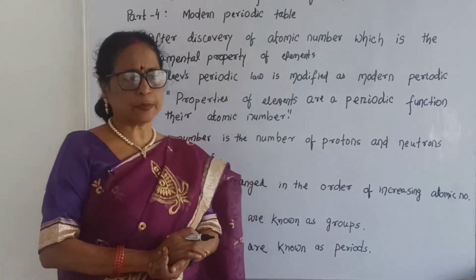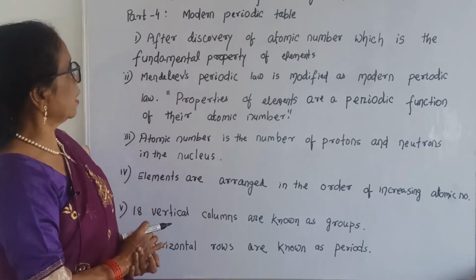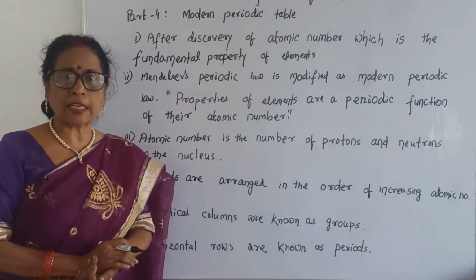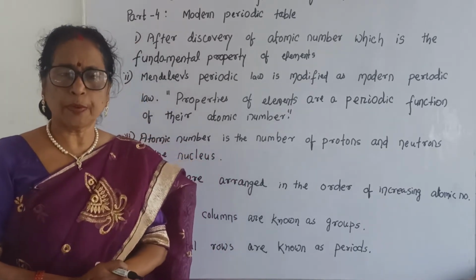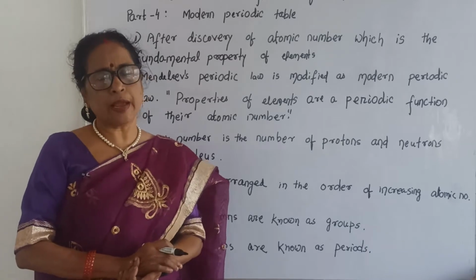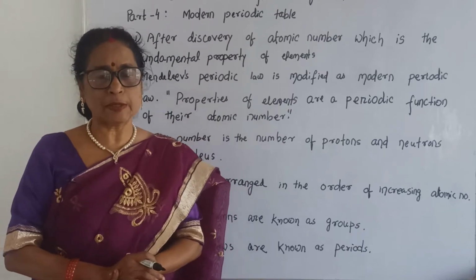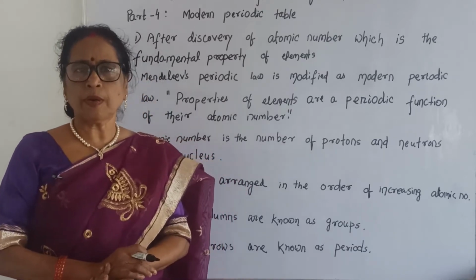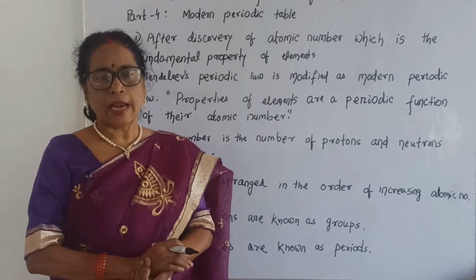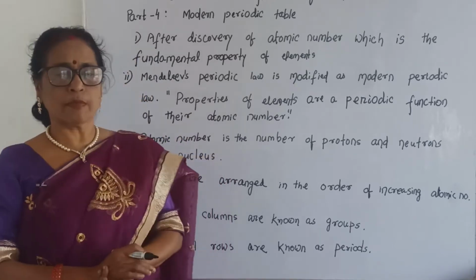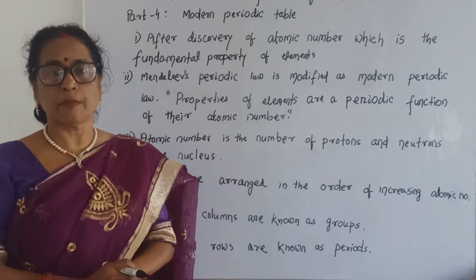Now I am going to explain the topic, that is the modern periodic table. Before that, I explained in part 3 the old form of the periodic table by Mendeleev, and the modern periodic table is also by Mendeleev. But what is the difference between the two tables? The old form periodic table is based on atomic mass, and the new, modern form of the periodic table depends on the order of atomic number.